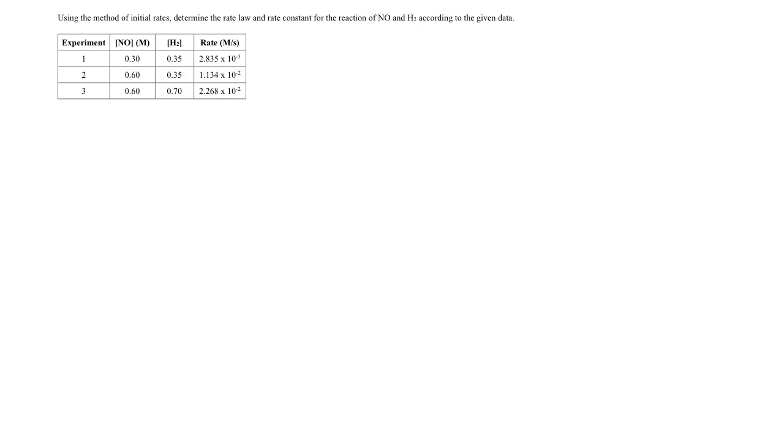Before we begin calculations using the method of initial rates, let's write the rate law for the reaction of NO and H2. Rate is equal to k, the rate constant, times the concentration of NO to the m power times the concentration of H2 to the n power. To determine the exponents m and n, we need to use the method of initial rates.